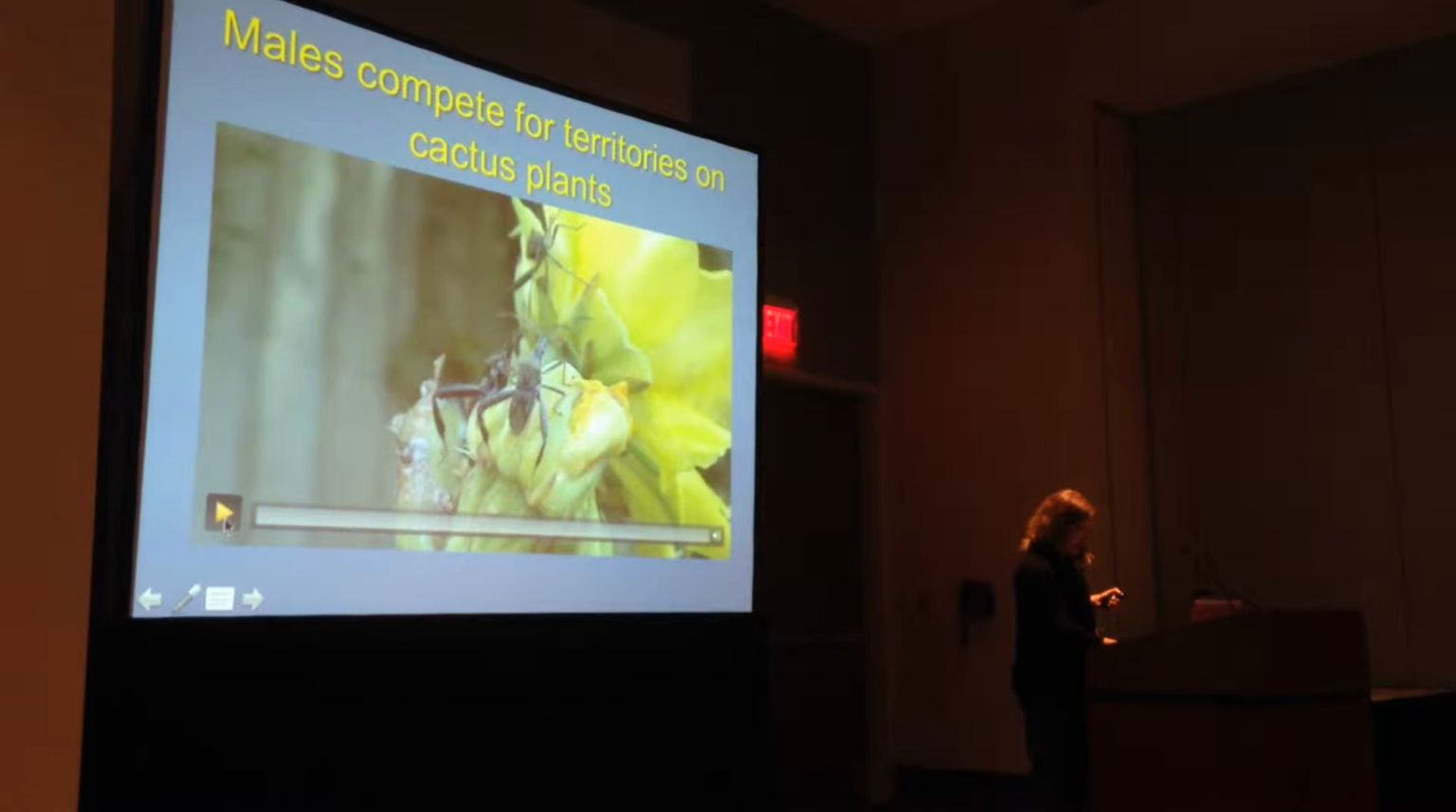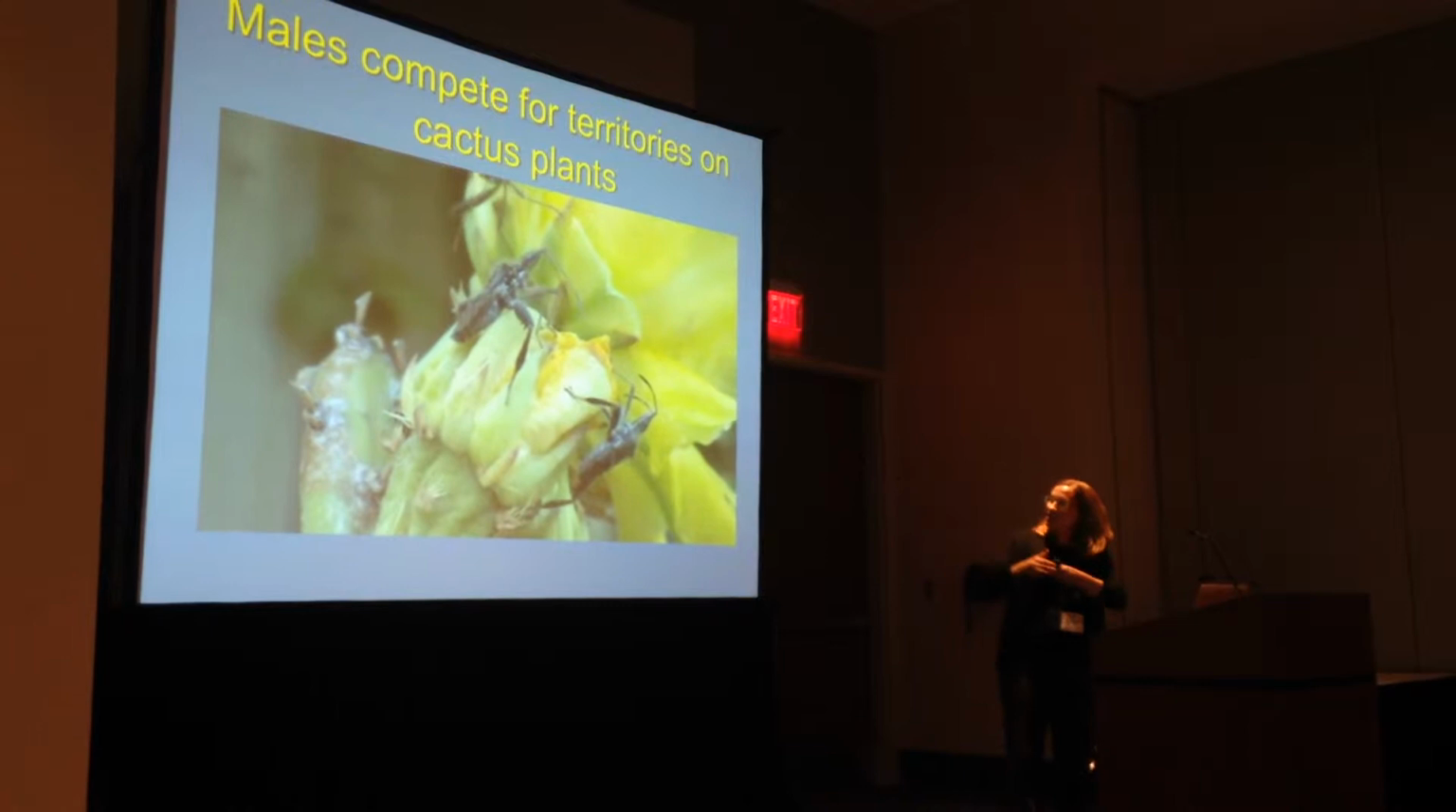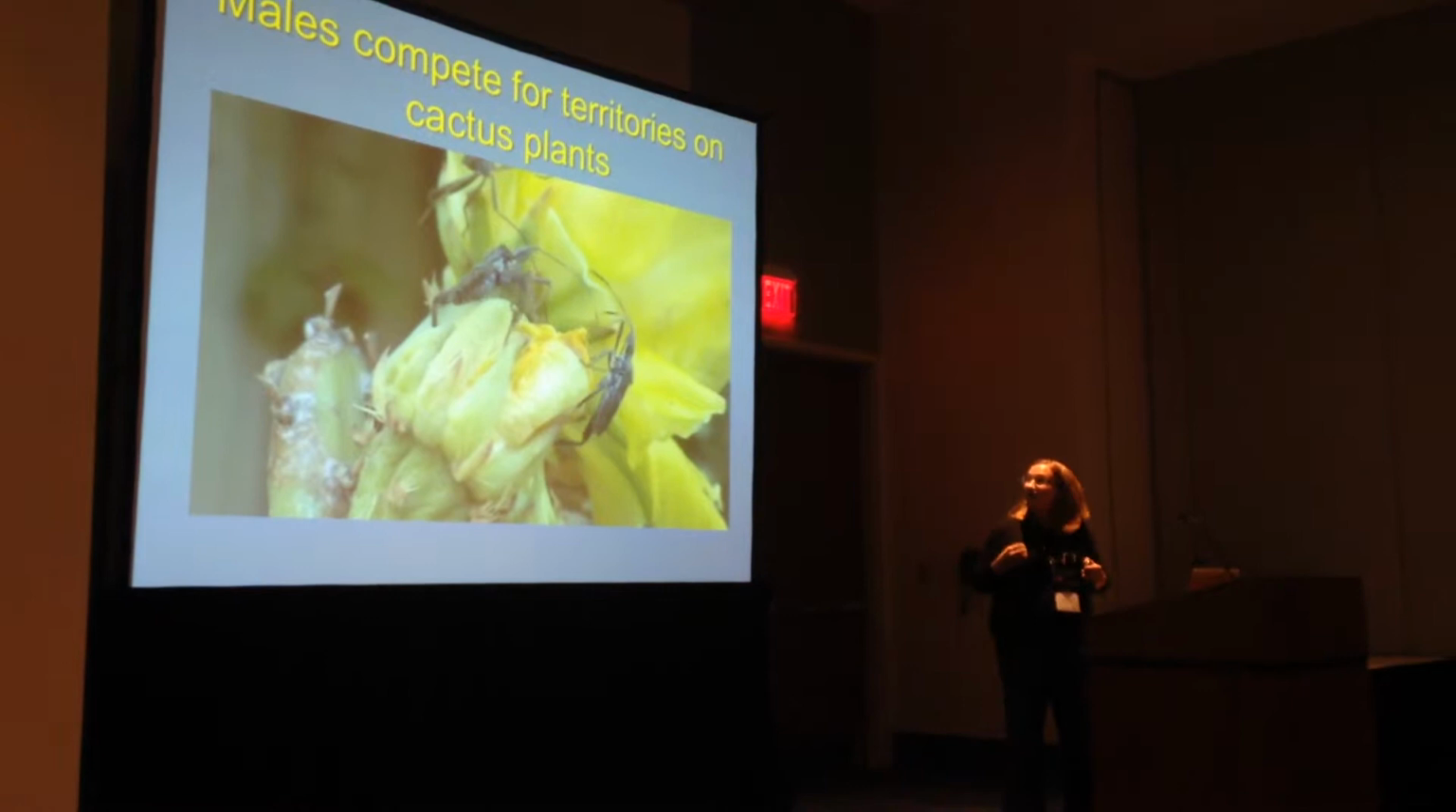Okay, so these are two males encountering each other on a cactus plant, and you can see that they are displaying their hind legs to each other. There's kicks, they're holding these hind legs up in the air. And this is how competitions begin. And at this point, one male may leave the cactus, and the other male may retain it as a territory.